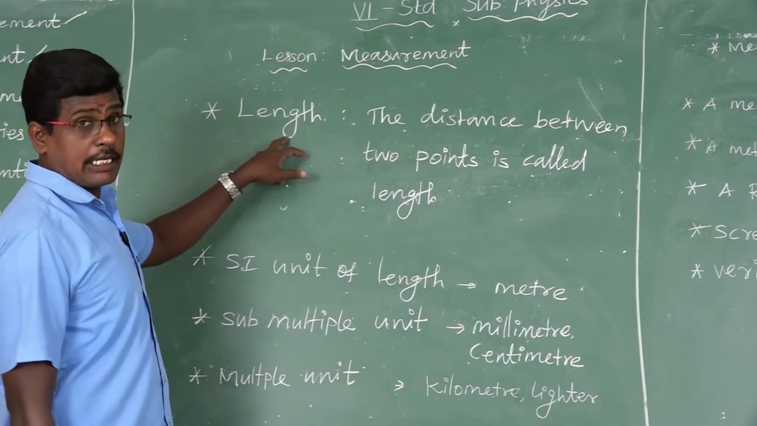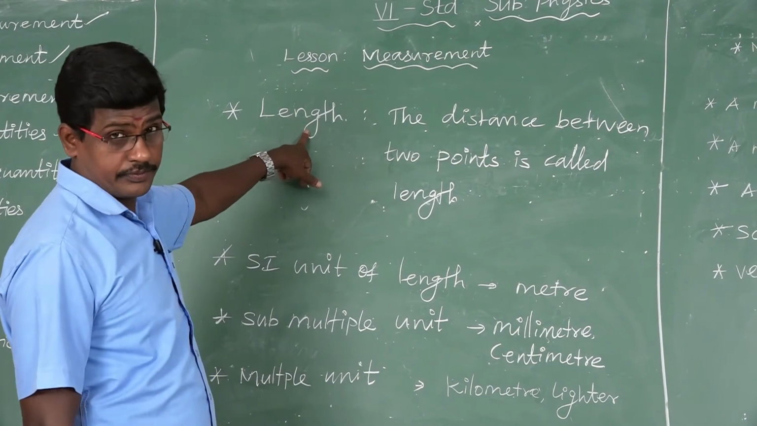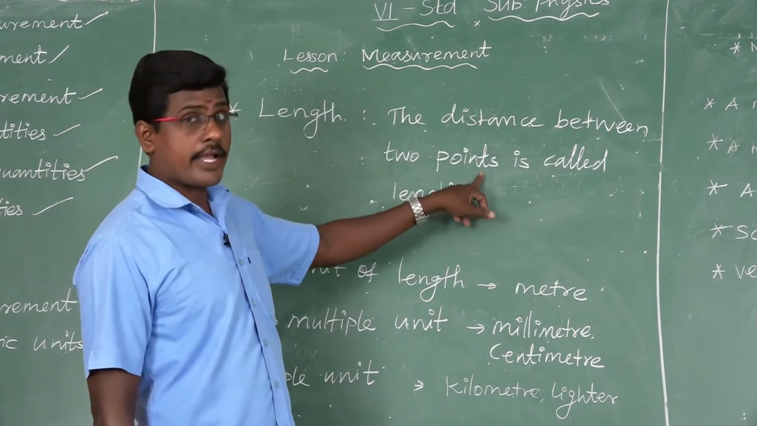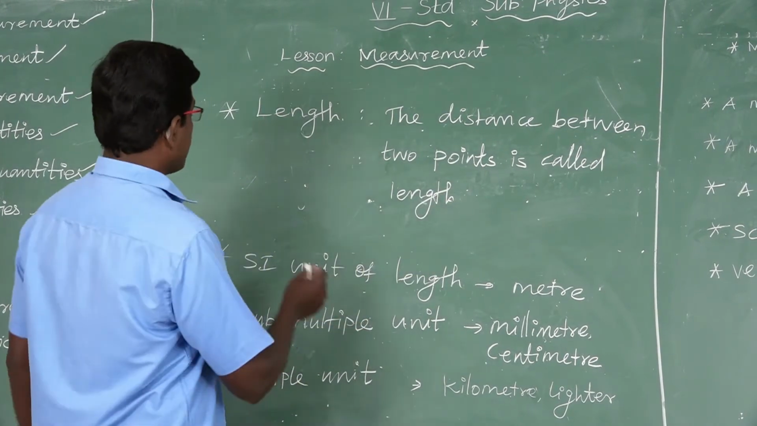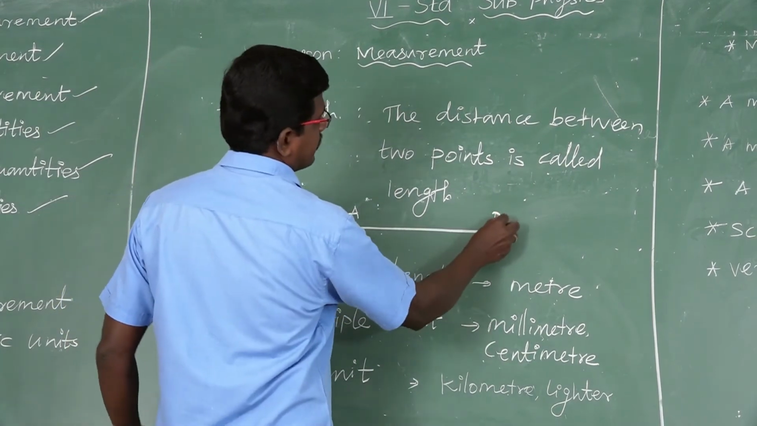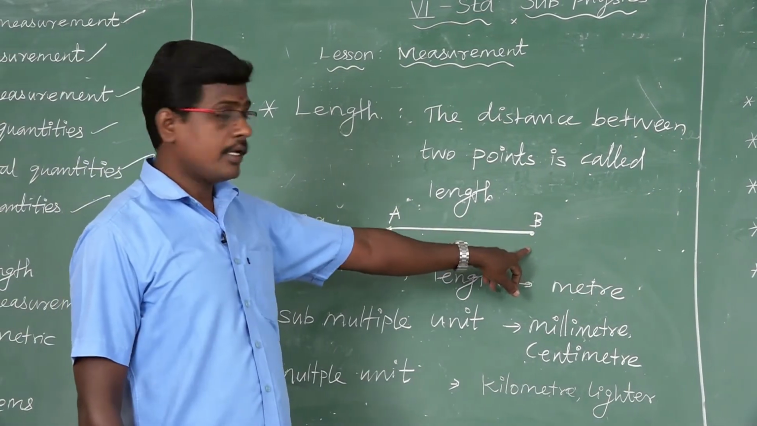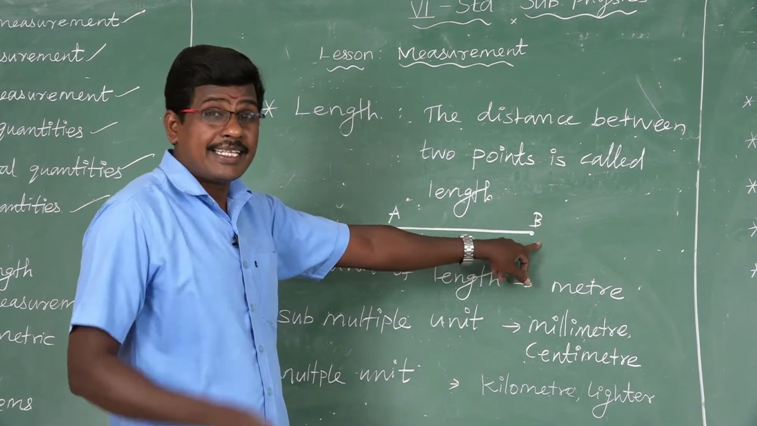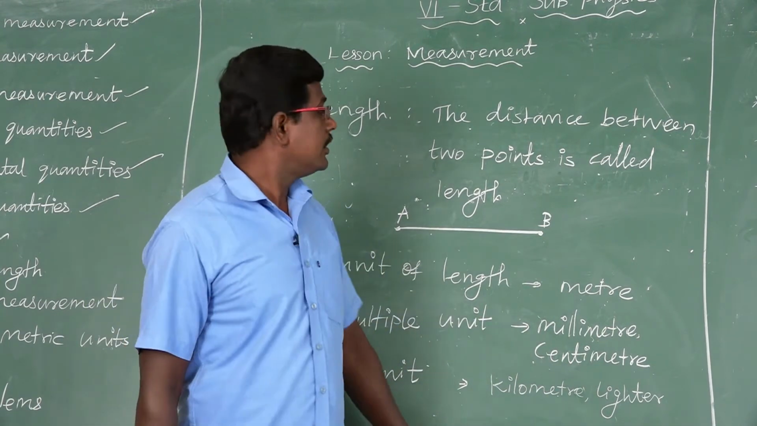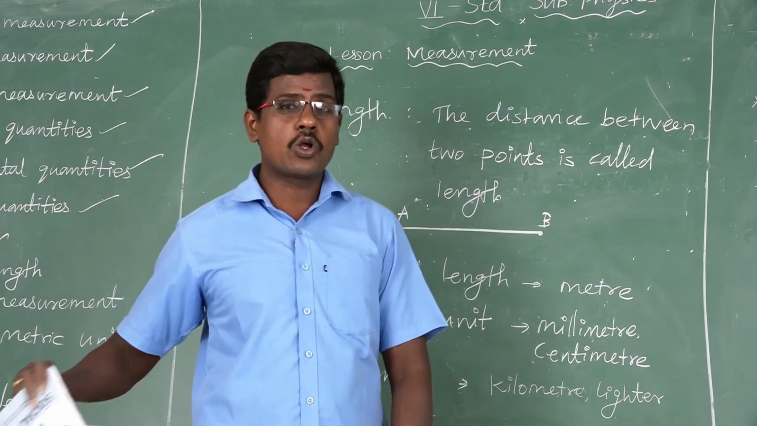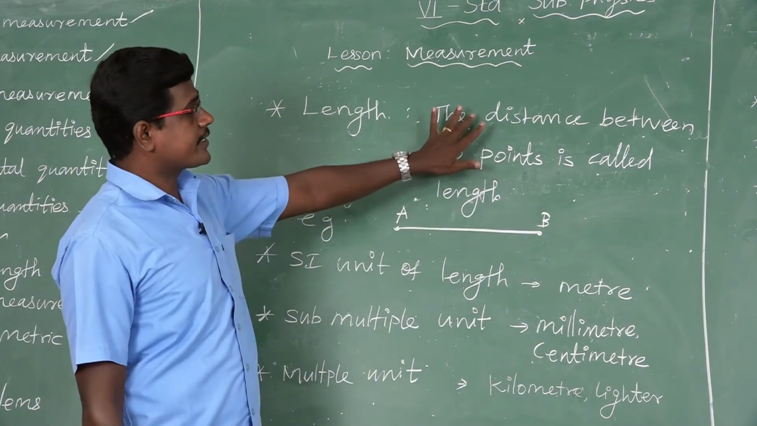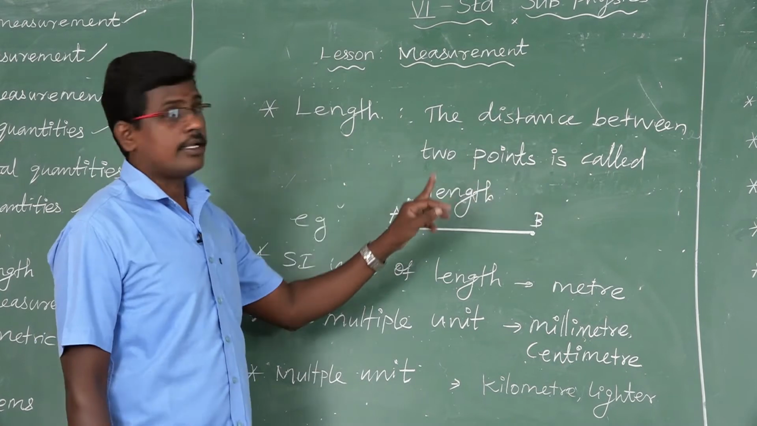Next, fundamental quantities. The first one, length. What is length? Length is the distance between 2 points. For example, A is one point and B is another point. The distance from A to B is called a length. Other examples: the distance from one end of our classroom to the other, or one end of a textbook to the other.